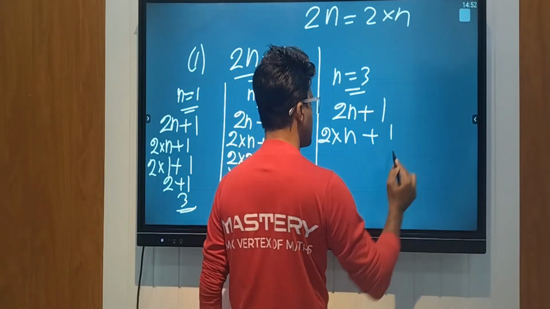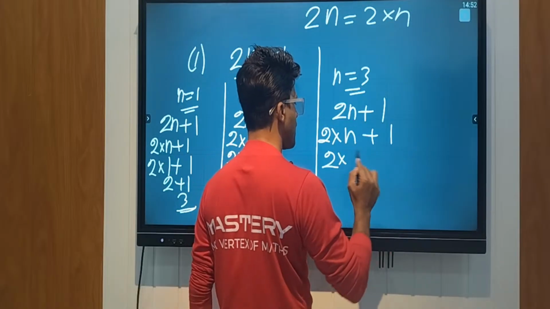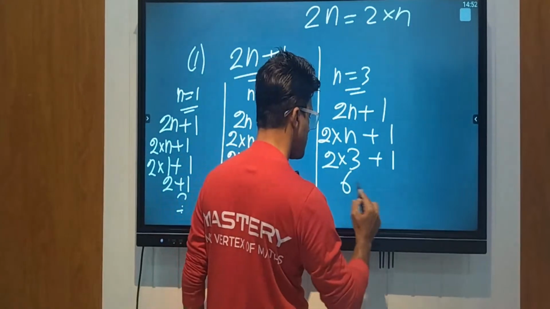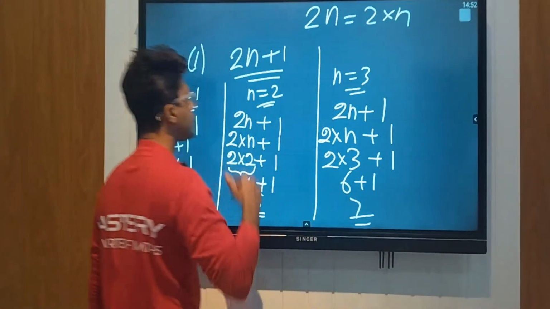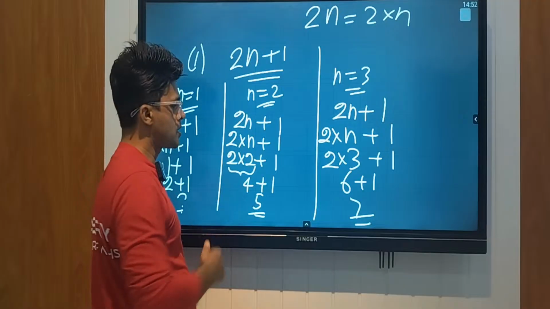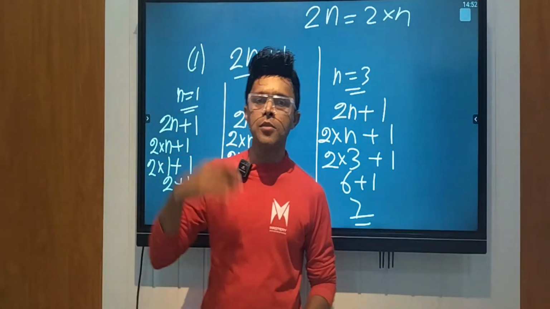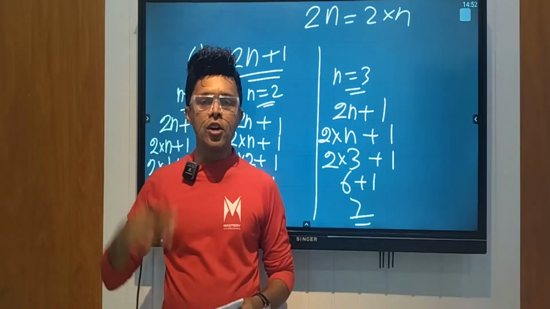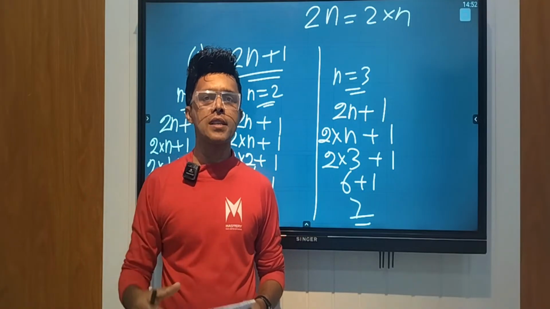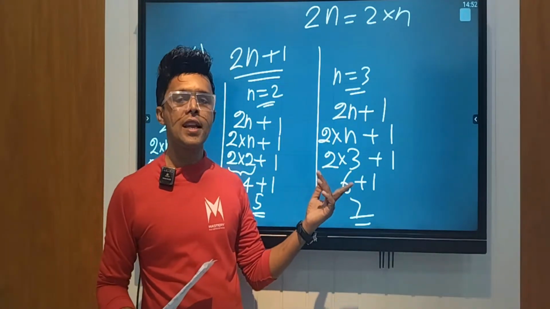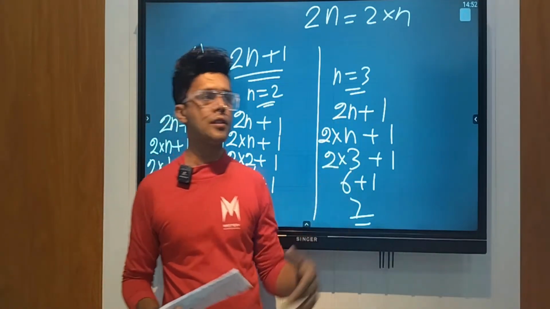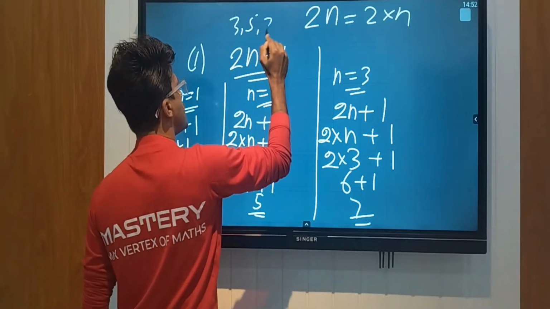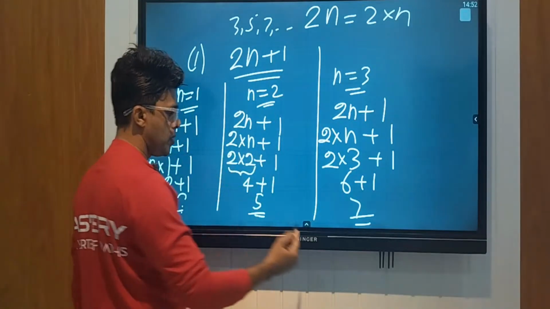Substituting n equals 3, really no need of writing this step. So 2 times 3 is 6, 6 plus 1 is 7. So according to this general term, we could calculate the terms substituting n equals 1, 2 and 3. So these are the terms 3, 5 and 7. This is the number pattern.